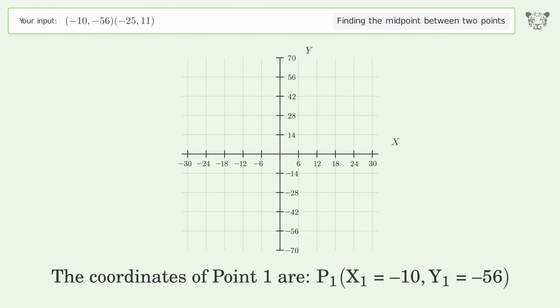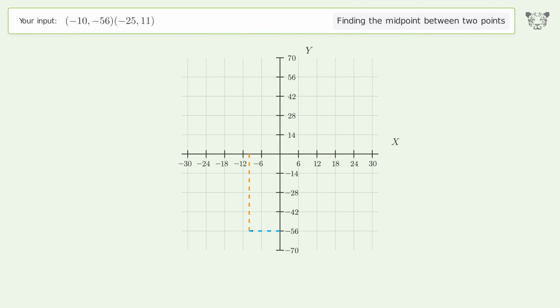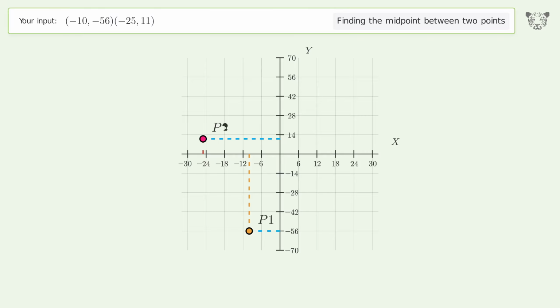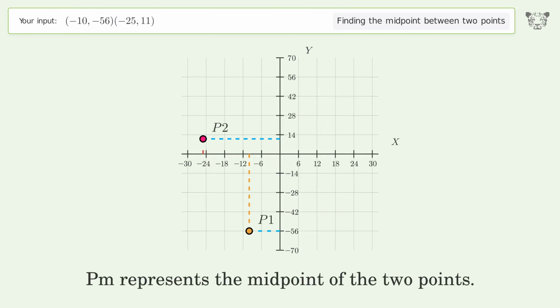The coordinates of point 1 are x1 equals -10, y1 equals -56. The coordinates of point 2 are x2 equals -25, y2 equals 11. PM represents the midpoint of the 2 points.